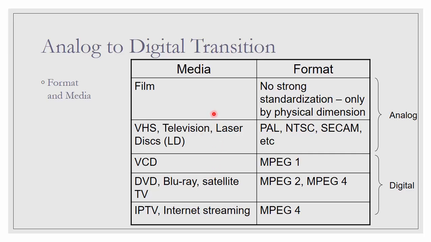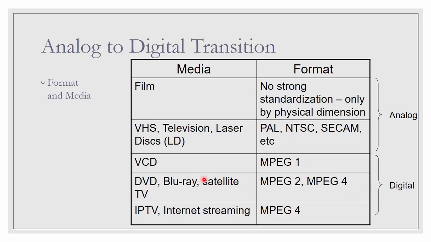Then the format also had to change. In analog, the formats were film and VHS, TV and laserdisc. Even though it is laser and in the form of a disc, it is in analog form. For film, there is no standard. And for TV and VHS, we had PAL, NTSC, and SECAM. If you have ever fine-tuned your own analog TV, you may have come across these standards in your TV manual.